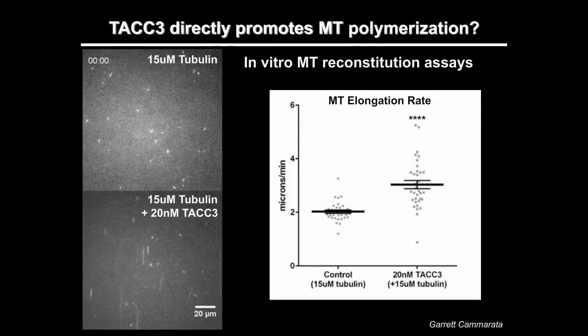So first, to get at the question of whether TACC3 is directly promoting polymerization as well as whether it's contributing to XMAP215 polymerase activity, Garrett has set up in our lab in vitro microtubule reconstitution assays of purified proteins. What he's found thus far is that TACC3 alone in incubations with tubulin preps leads to an increase in the microtubule elongation rate. This suggests that TACC3 might be directly promoting polymerization, but we still have some controls to run. These studies are still quite preliminary, but we're looking forward to seeing what the repeat experiments show us in the future.